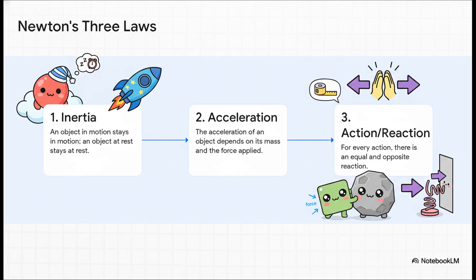And the rules for how all forces work were laid out for us by Isaac Newton in his 3 famous laws. These 3 simple ideas govern everything from planets orbiting the sun to a game of billiards. First, inertia. Basically, objects are lazy. They want to keep doing whatever they're already doing.